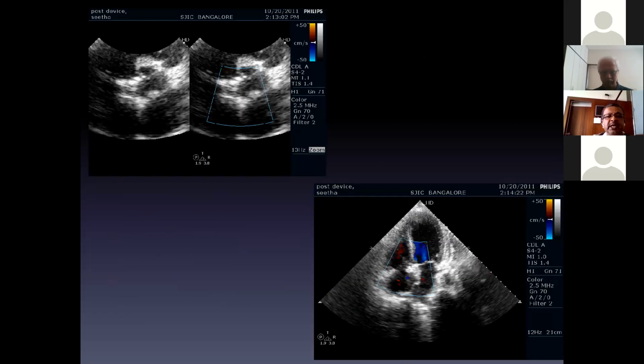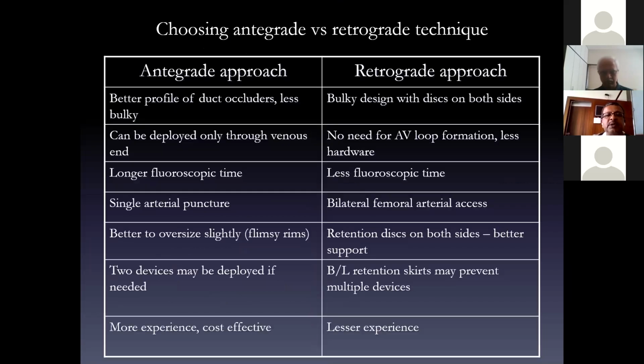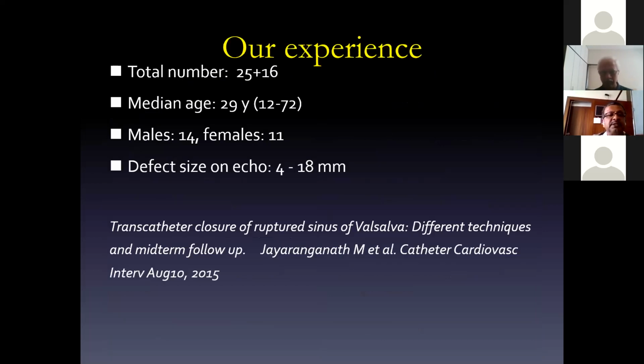So there is the antegrade approach and the retrograde approach; antegrade is the very standard one. The retrograde approach is very easy to do, but the issue is the bulky design with the disc on both sides. No need of a snare, that's a great advantage, and very less fluoroscopic time. Bilateral femoral artery access, you can avoid that. Retention skirt on both sides is necessary, and it is more expensive. Bilateral may prevent multiple devices. We have done about 5 cases, probably.